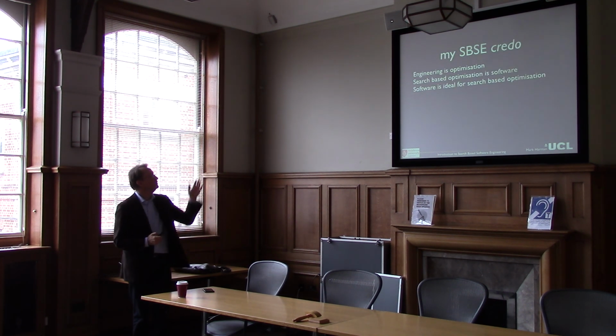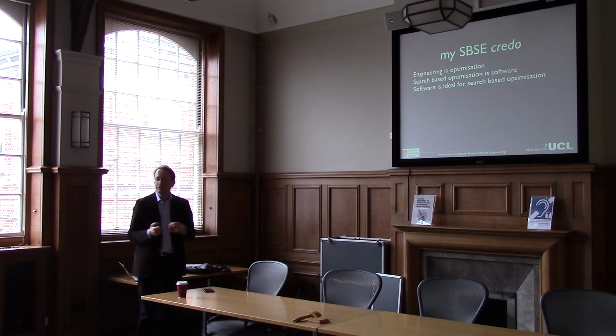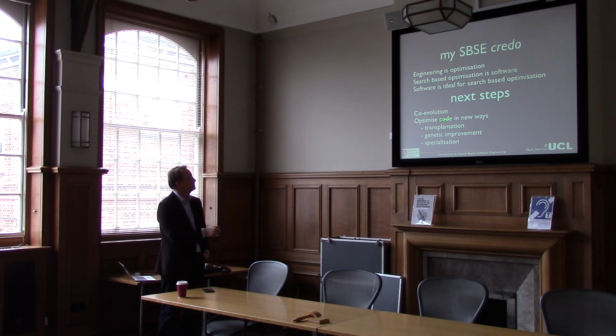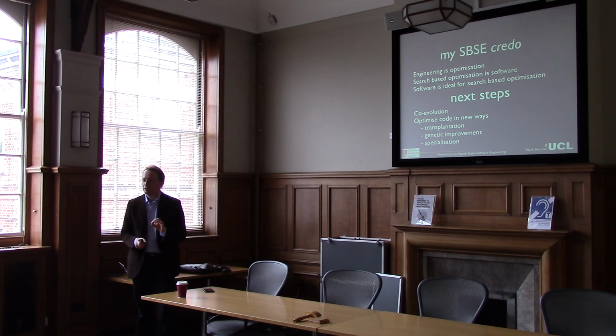So in conclusion then, I think that engineering really is optimization. That's what engineering is all about. And search-based optimization is software itself. All the optimization elements are software. So software is kind of ideal for search-based optimization because it's almost like you can insert the solution into the solution and get adaptivity. And in next steps, I've talked a little bit about coevolution and some possible ways in which we could actually optimize the code itself through transplantation, genetic improvement, specialization.